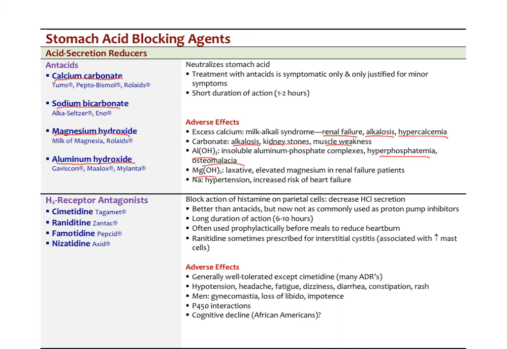And then magnesium hydroxide, powerful laxative, and this is mostly benign in most people, but can create elevated magnesium in renal failure patients. And the sodium in the sodium bicarbonate, the Alka-Seltzer, can increase blood pressure and increase the risk of heart failure for those who are predisposed. So, wow, lots of adverse effects on these, and again, that's why we don't recommend them for long-term therapy at all.